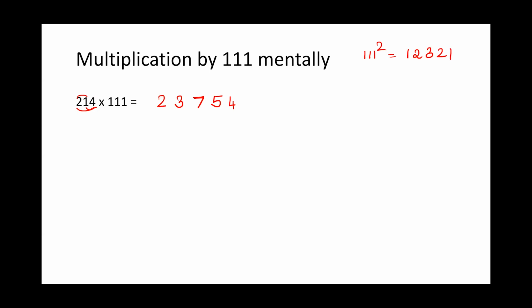So remember, 111 square was 1, 2, 3, 2, 1. So we started with writing 4. Then we added 2 numbers at a time. Then we took all 3 numbers at a time. Then 2 numbers at a time, and then the single number. How about you try this question?